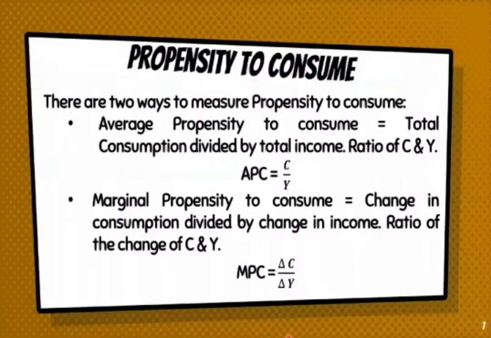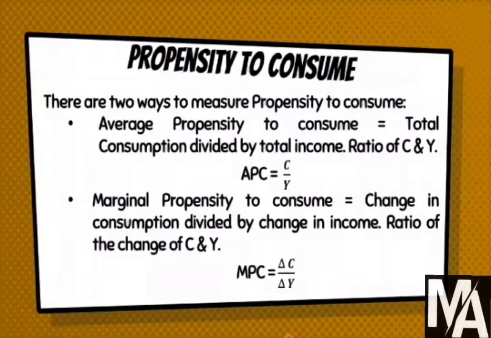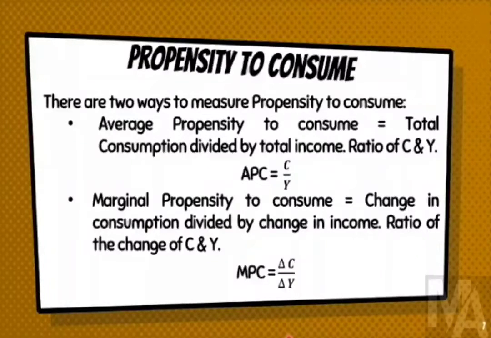Moving forward, to measure propensity to consume, or the rate at which consumption is done, we have two different ways. The first way is called average propensity to consume, which is also lovingly called APC. Average propensity to consume is nothing but total consumption divided by total income. And if you remember, consumption is denoted by the capital letter C, income is denoted by the capital letter Y, so it is nothing but the ratio of C and Y. APC is total consumption C divided by total income, that is Y.